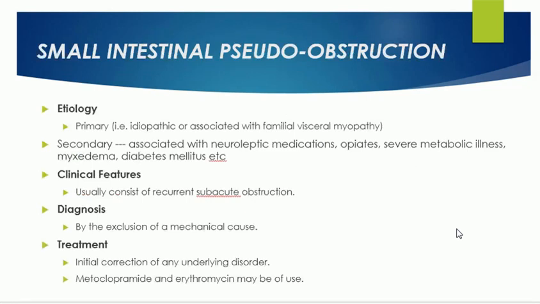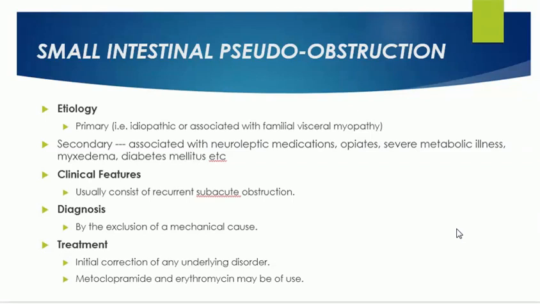Small intestinal pseudo-obstruction: the small intestine is not commonly involved with pseudo-obstruction, it is the large gut, but the small intestine can be involved. Primary pseudo-obstruction of the small bowel is usually idiopathic, or it may be associated with familial visceral myopathy. Secondary small bowel pseudo-obstruction is associated with neuroleptic medications, opiates, and severe metabolic illnesses such as myxedema and diabetes mellitus. So these lead to secondary pseudo-obstruction of the small bowel.